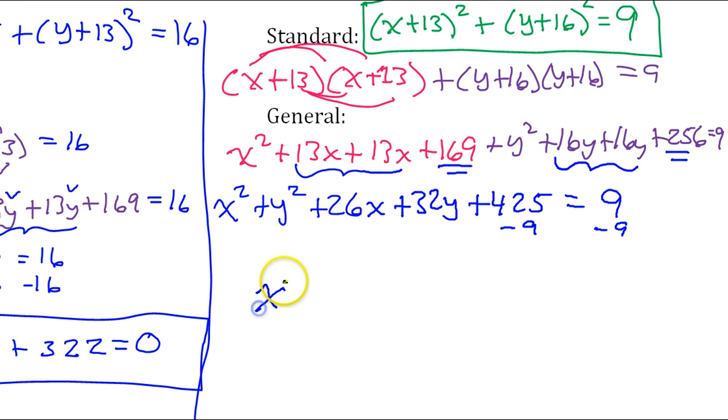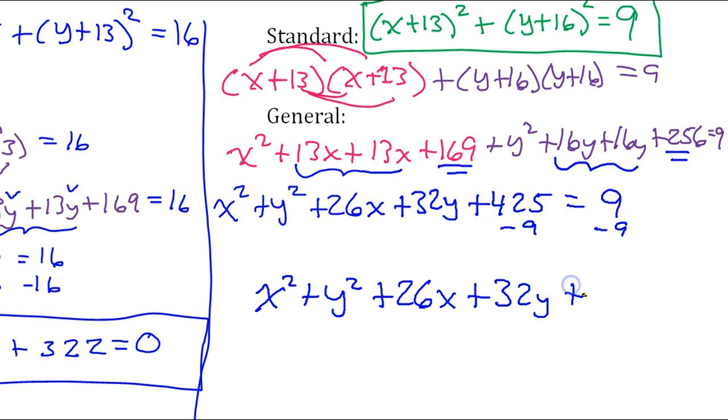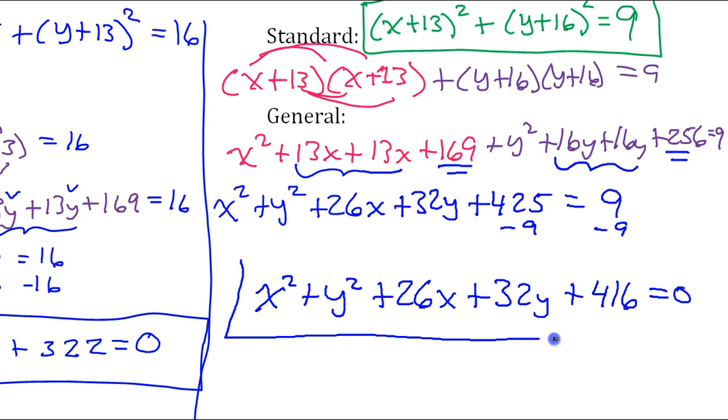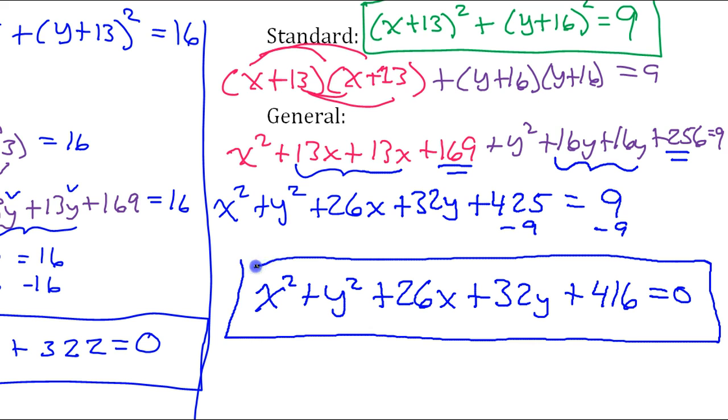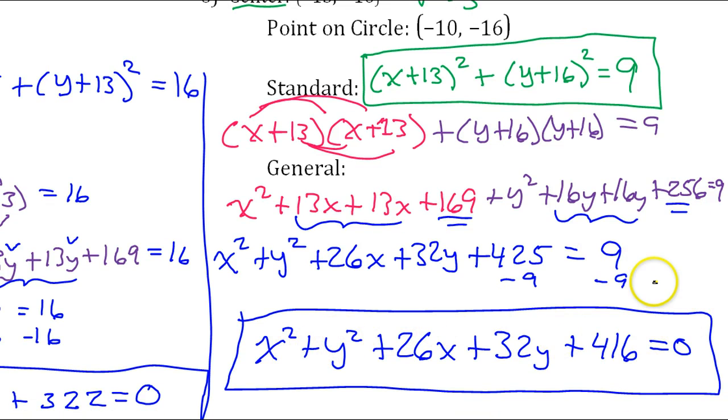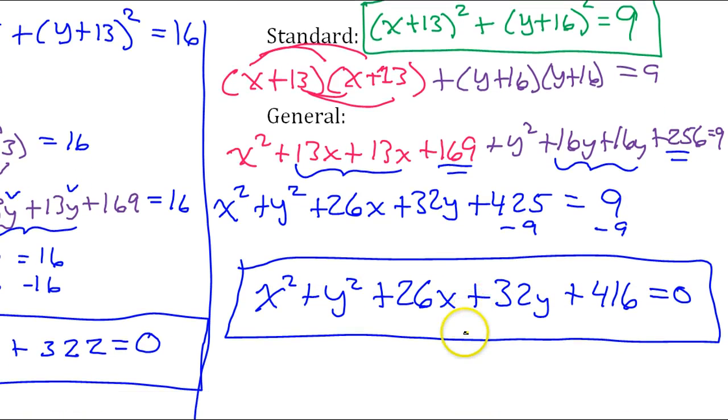So the final answer will be x squared plus y squared plus 26x plus 32y plus 416 is equal to 0. And yes, the order matters. It has to be x squared and then y squared, and then the x term and then the y term, and then the constant, and then equals 0. The order does matter. And please memorize the difference between standard form and general form. Standard form is the one with the parentheses, and the general form doesn't have any.